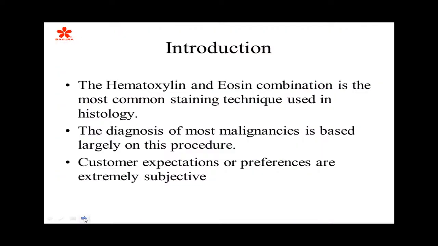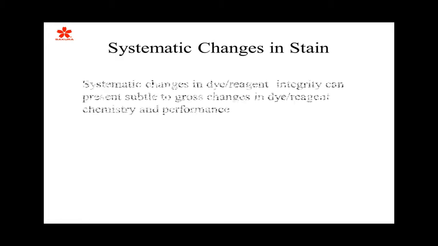Here it says hematoxylin and eosin combination is the most common staining technique used in histology. The diagnosis of malignancies is based largely on the procedure. And the third bullet is the key thing. Customer expectations or preferences are extremely subjective. We have been trained as histotechnologists. We know what optimal staining is, but none of that makes any difference depending on the pathologist that we're working for. So that is what we have to concern ourselves with, satisfying the person that is going to be using this slide to diagnose cases.